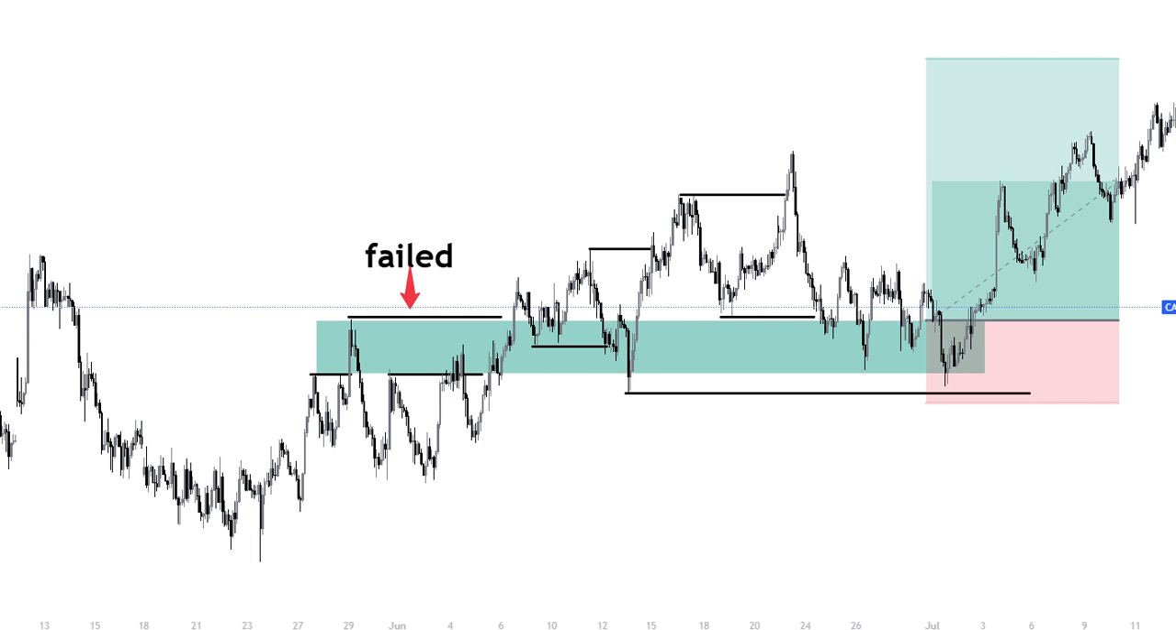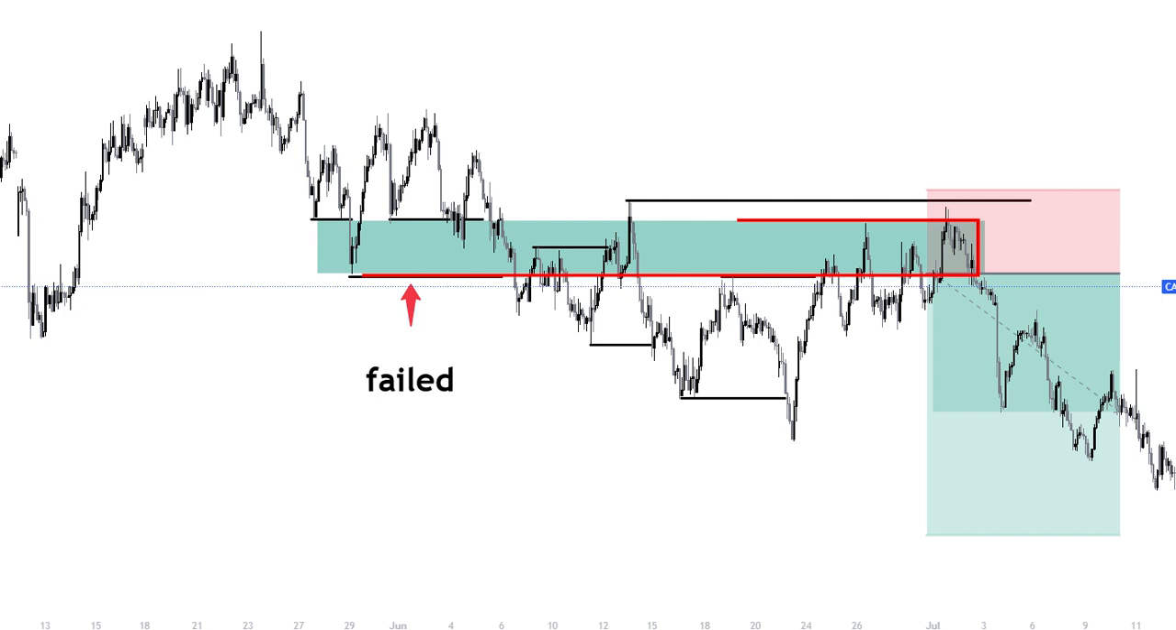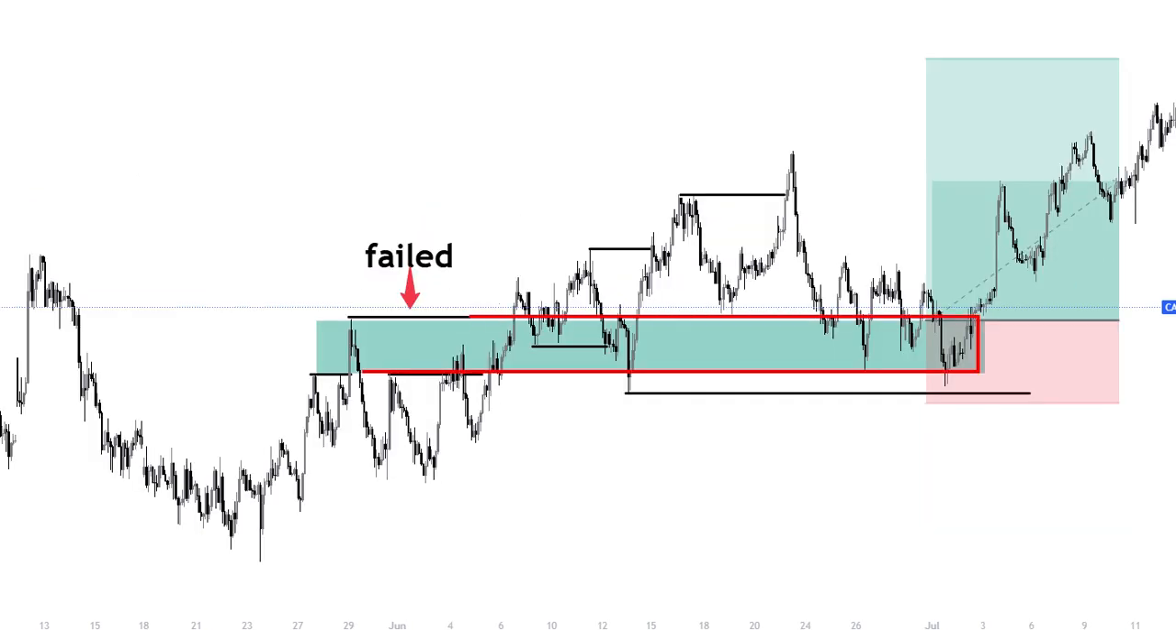Context is everything. So to be clear, failed Quasimodo flips into resistance, I look for sells. Failed Quasimodo flips into support, I look for buys. And this is where the magic happens. Because when you combine the refined Quasimodo structure with the failed QM flip, you filter out 80% of the trash setups. That means less false signals. That means less confusion. That means higher probability trades.